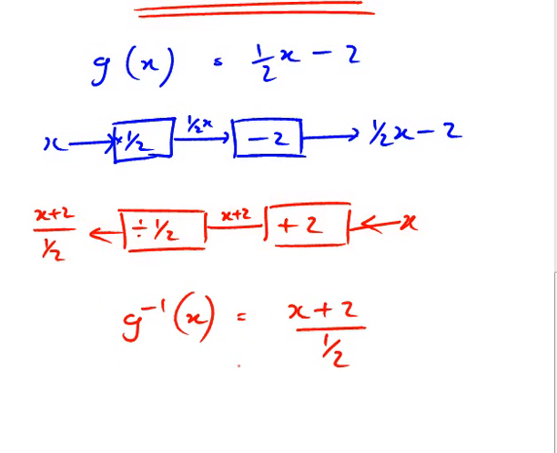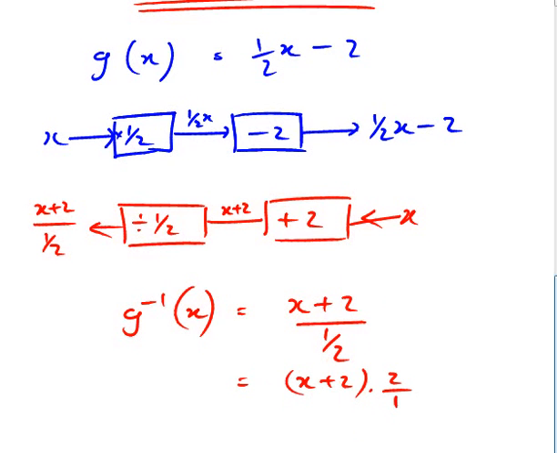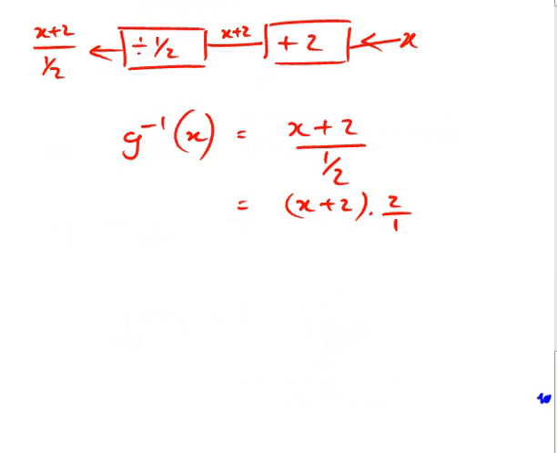We never leave that. We know that when we divide by a half, we actually write it as x add 2, and the half is turned upside down and multiplied. So in this case we end up with 2 lots of x add 2. So that becomes our inverse function.